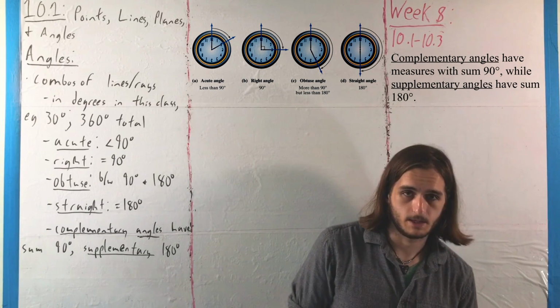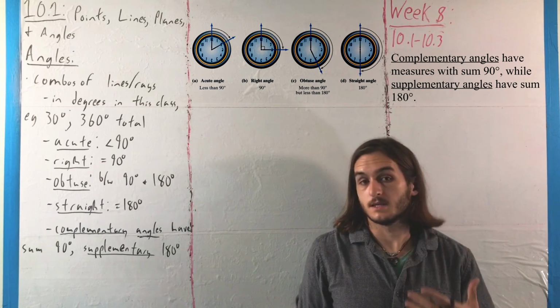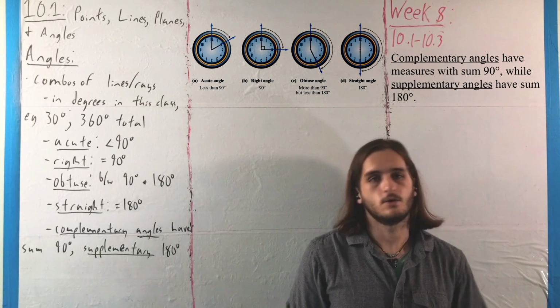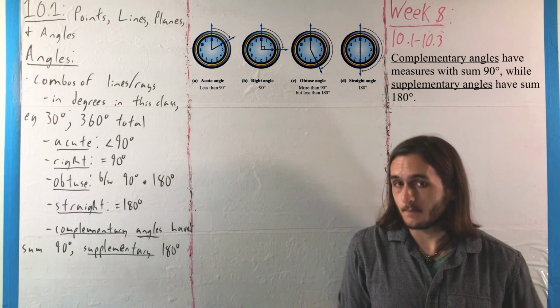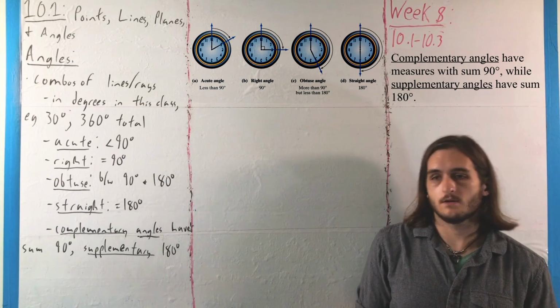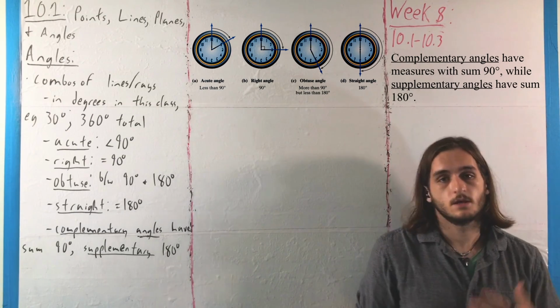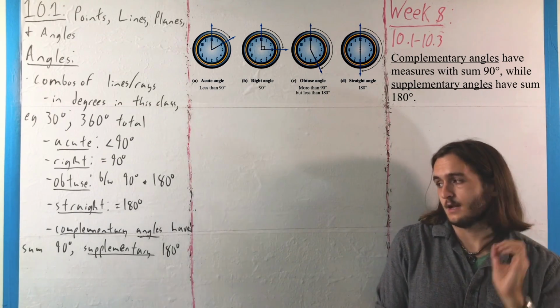is called complementary if their sum is 90 degrees. That is, in some sense, if they split a right angle. It doesn't have to be perfectly in half, it just has to be split apart. Things like 30 degrees and 60 degrees, or 12 and 78 degrees would be complementary because in each case, you add those up, you get 90.